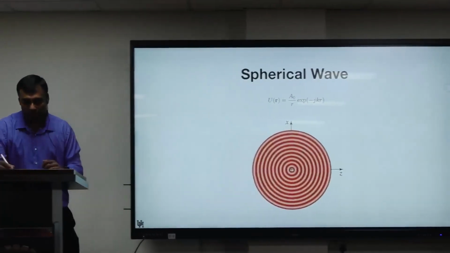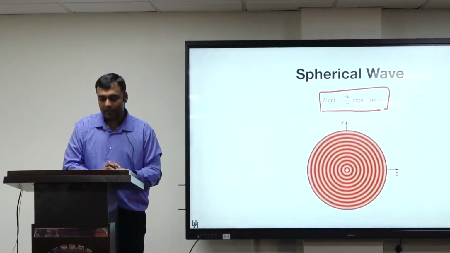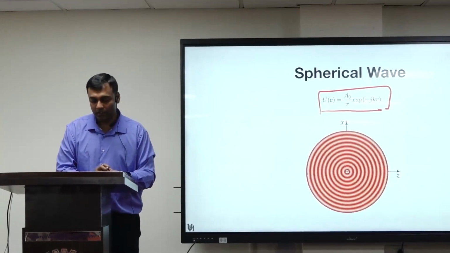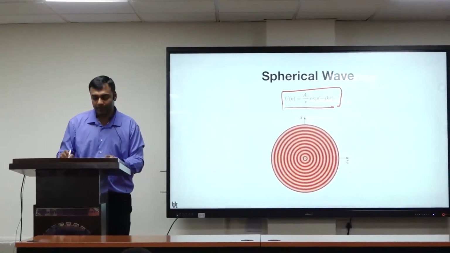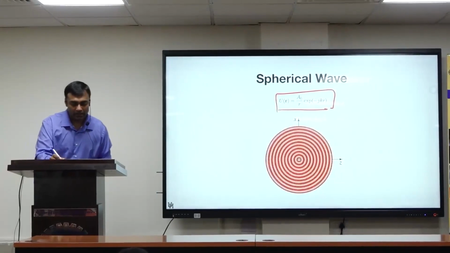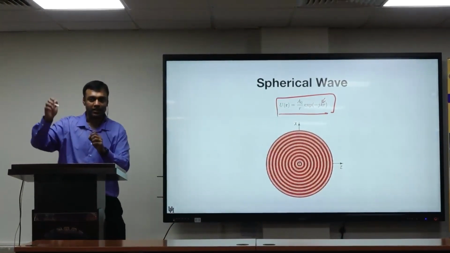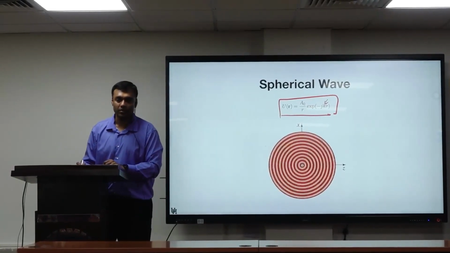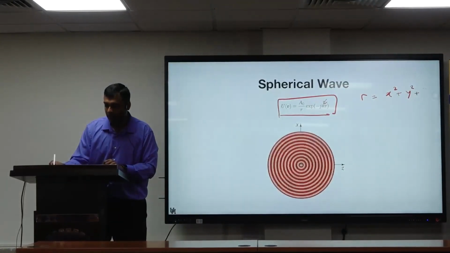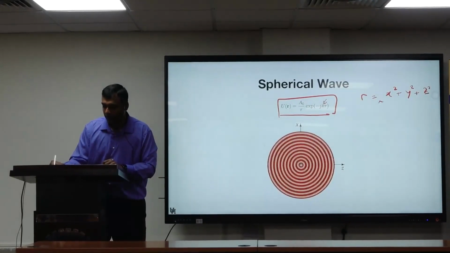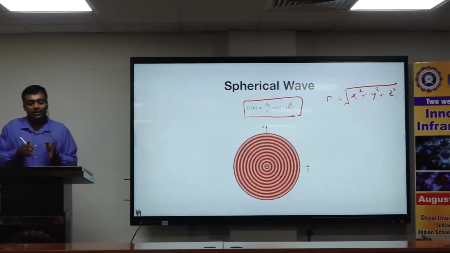The equation for a spherical wave is given by u of r equals a naught divided by r, times e to the j k r. Here k is a scalar, and r is the radius, the square root of x square plus y square plus z square.